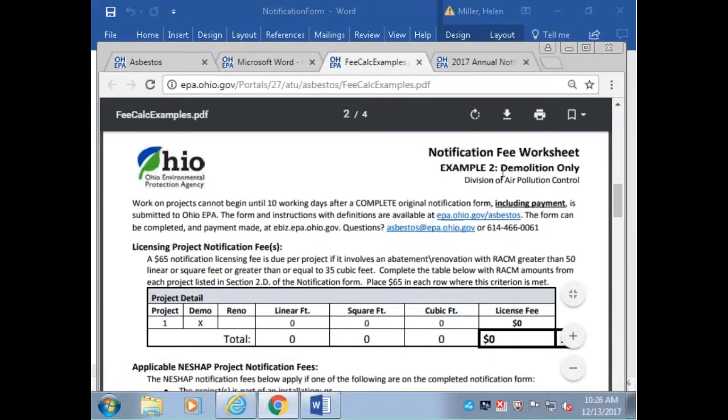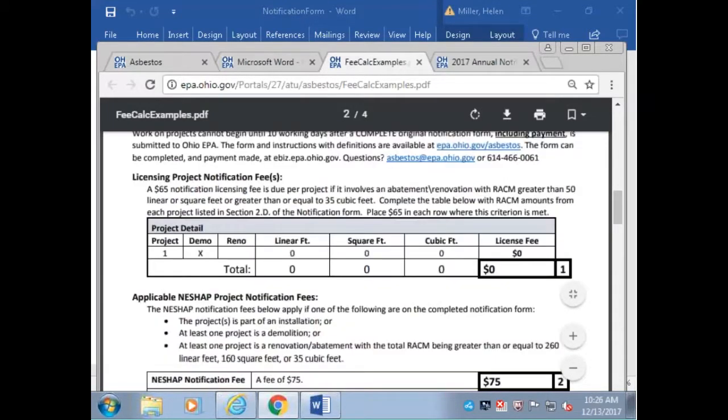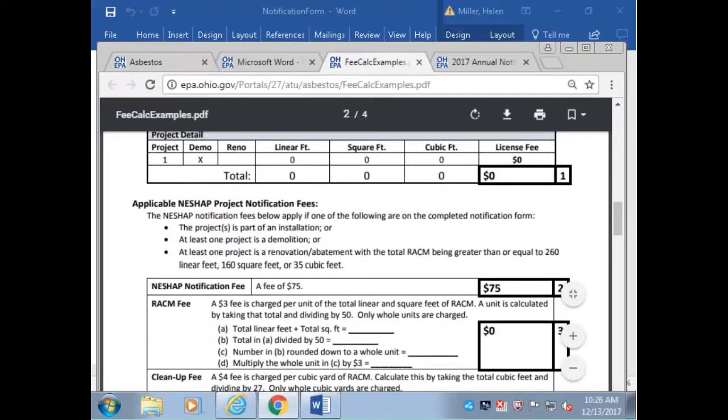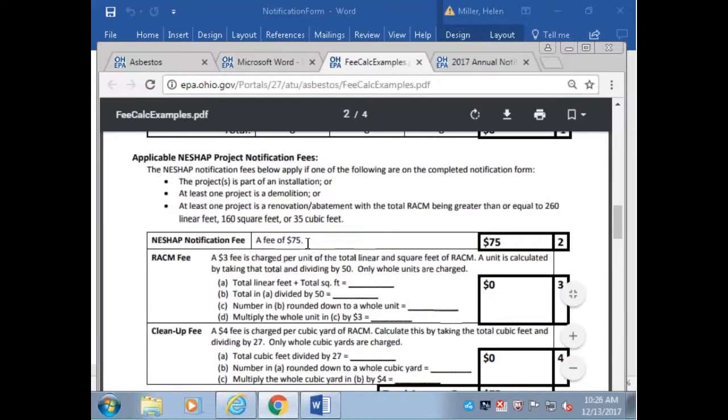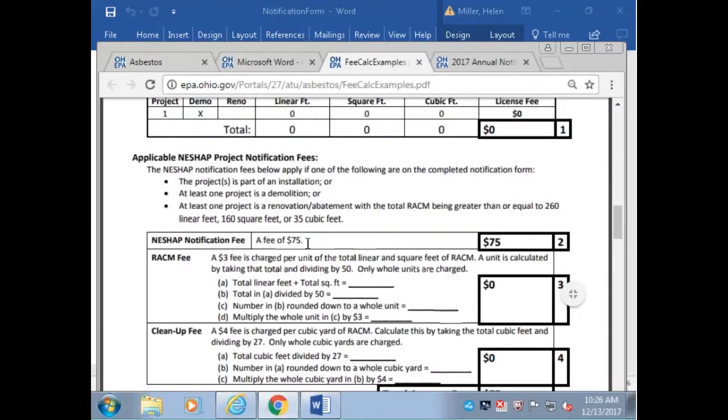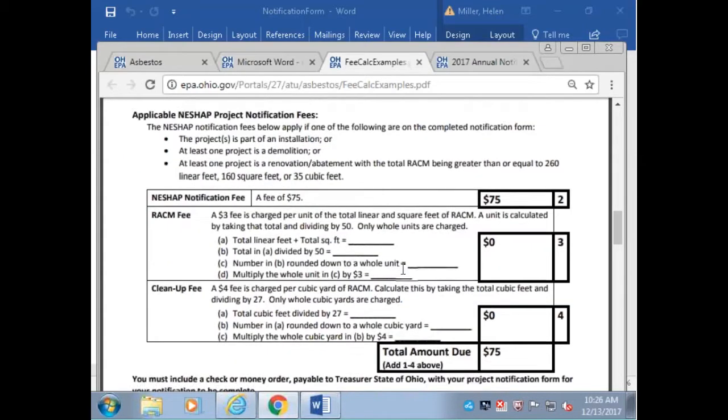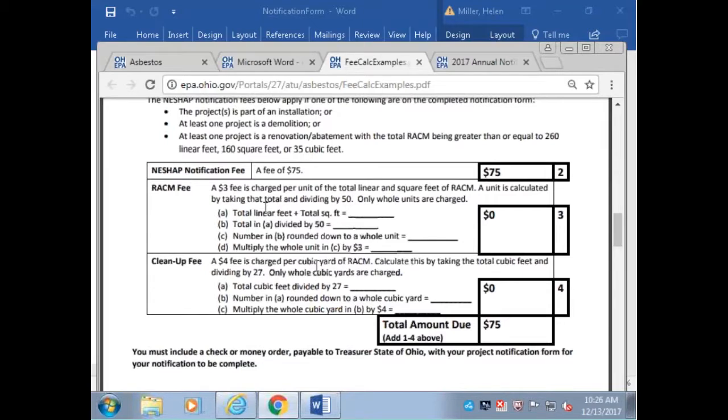So here's one that's just demolition only, no abatement. There's no asbestos present at all, so therefore there will be no $65 fee. There is a one-time $75 NESHAP notification fee that is required by law for the notification, but there is no asbestos, so there will be no racking fee, no cleanup fee. So there's your $75 for just demolition.